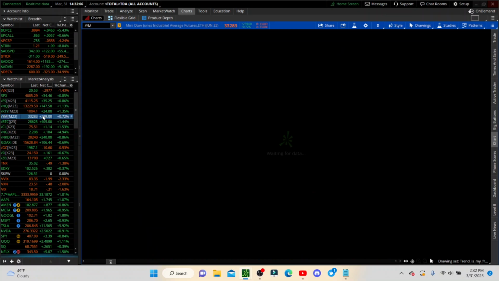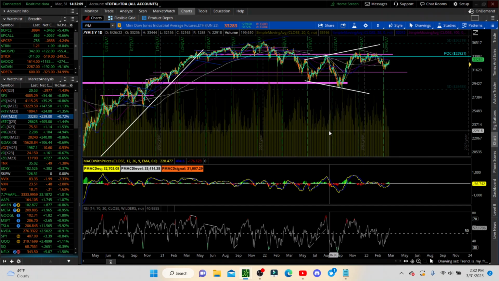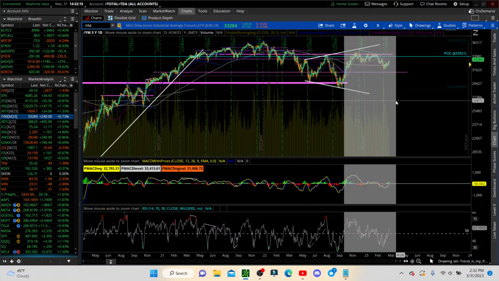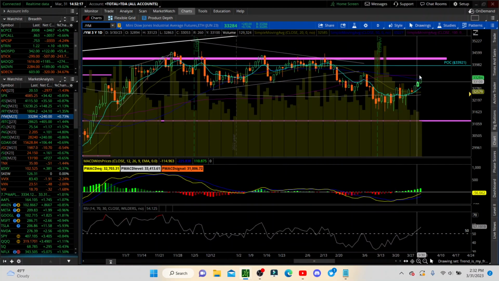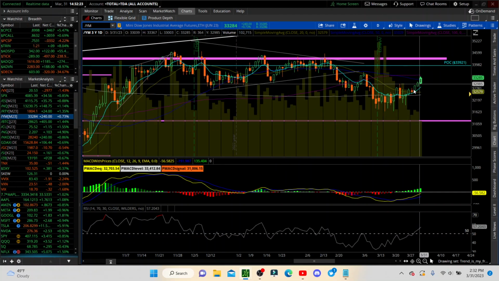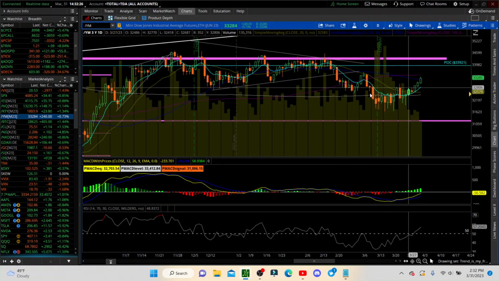The Dow. I know I have my bear goggles on, but we had a breakdown from this triangle, and all we're doing is backtesting that area. That's it. This is not a brand new bull market. Nice move here, but it looks like an ABC to me.